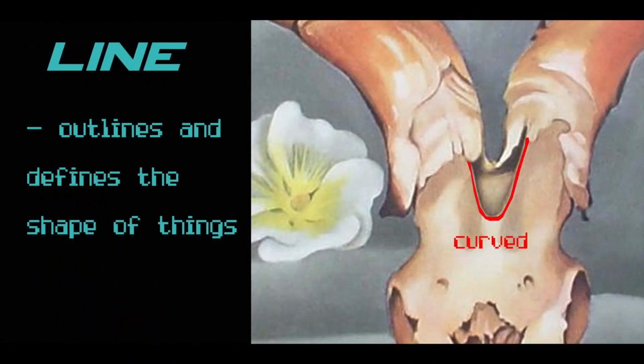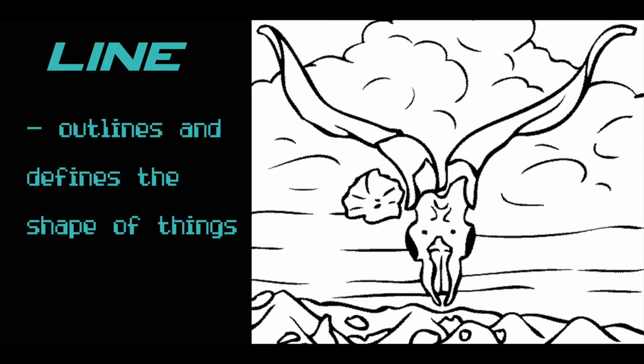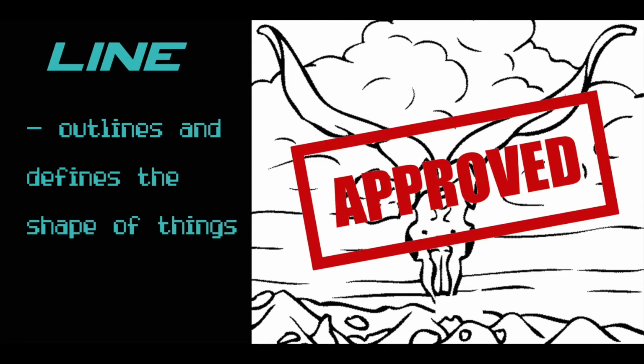Aha! Already we have identified a curved line at the top of the cow skull. Also, with further analyzation, we can see that the flower has a wavy line, and there's another wavy line on the side of the skull. In fact, if we zoom the whole thing into just the outlines, we can see all the different types of lines that are in this artwork. I would say that this artwork is approved for line.